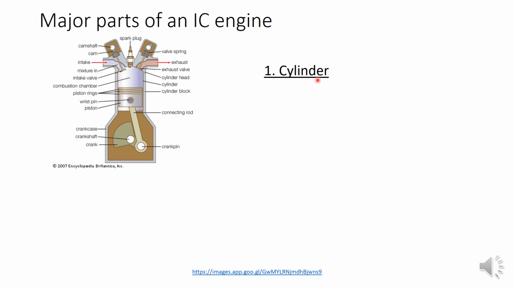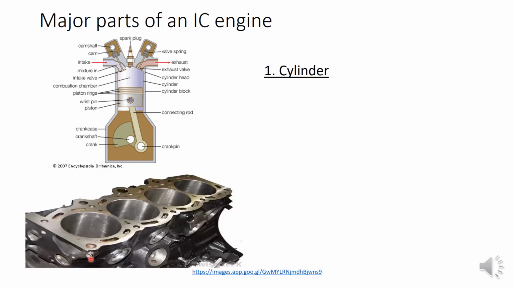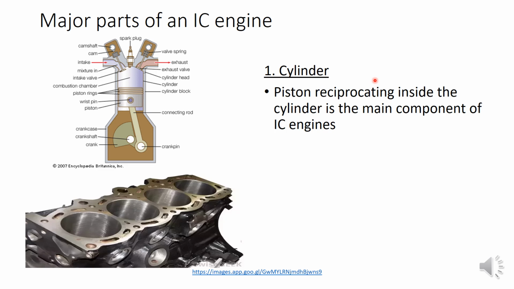This is the cylinder. You can see here the basic structure of an IC engine, consisting of a cylindrical structure. And this is the actual figure of what this cylinder looks like. This figure is a single cylinder engine, but IC engines are normally multi-cylinder engines for getting high power. So this is an actual 4-cylinder engine, an inline 4-cylinder engine.